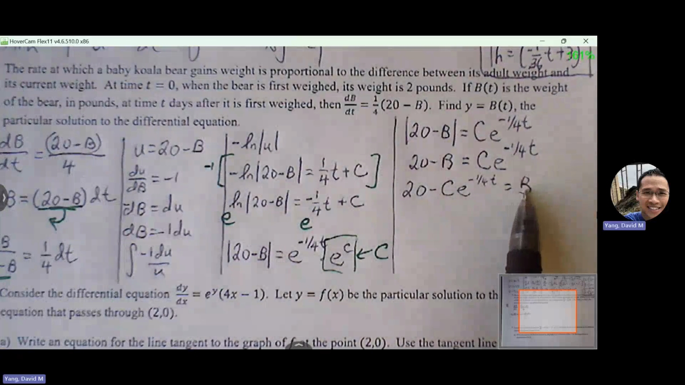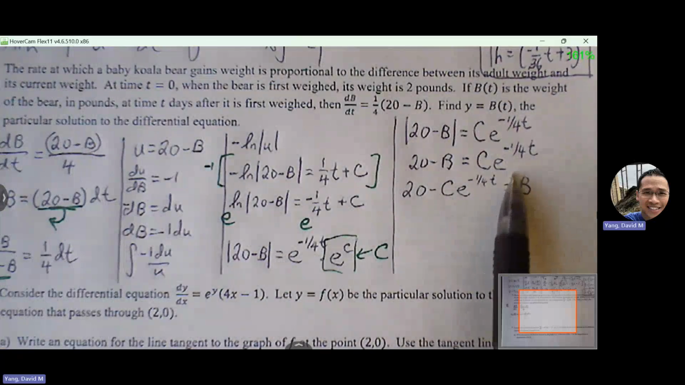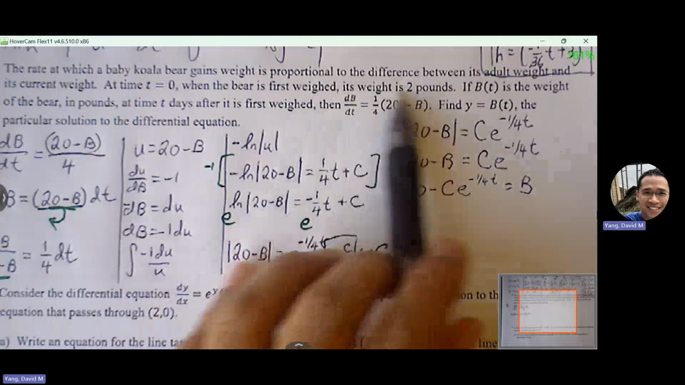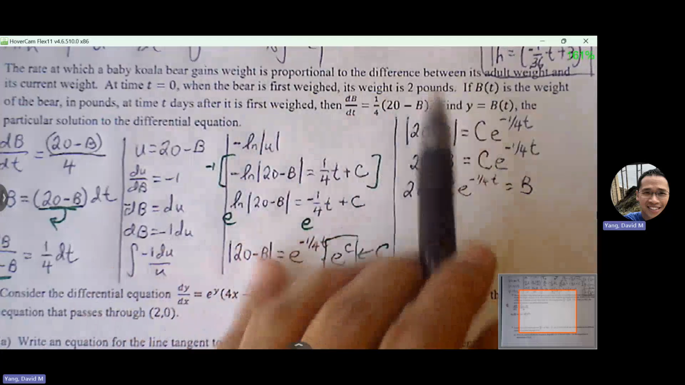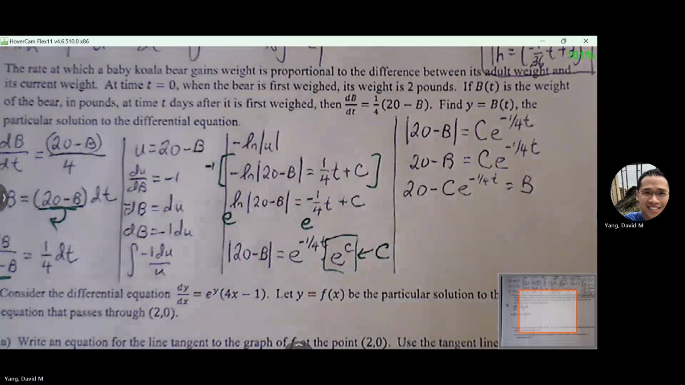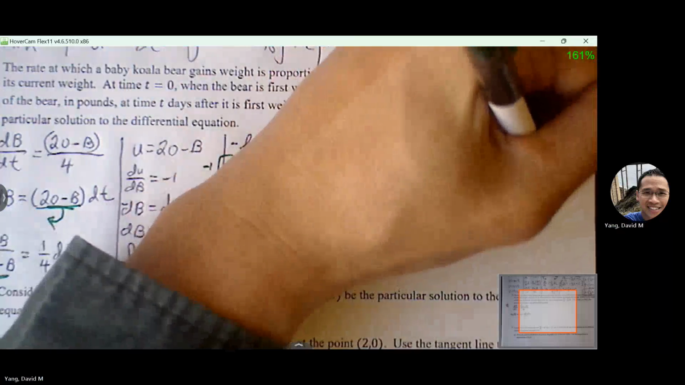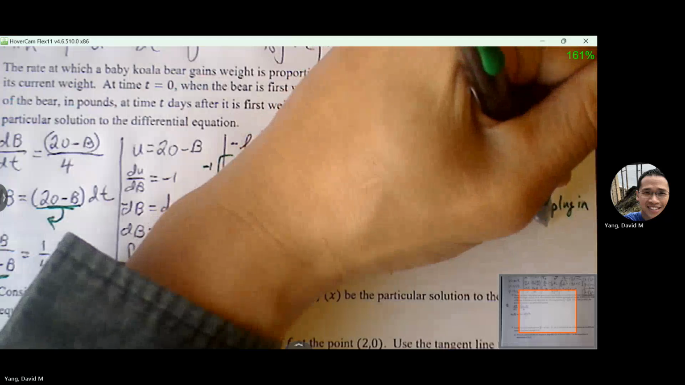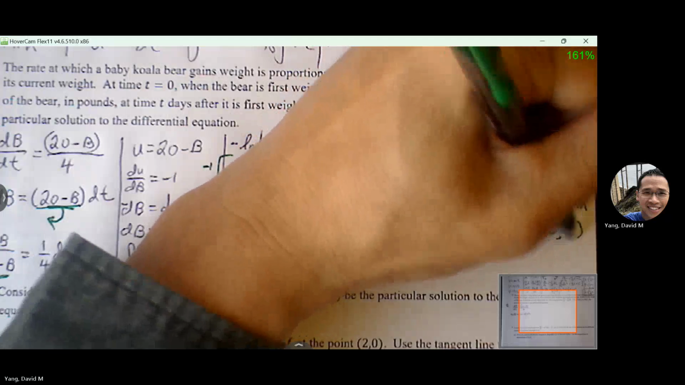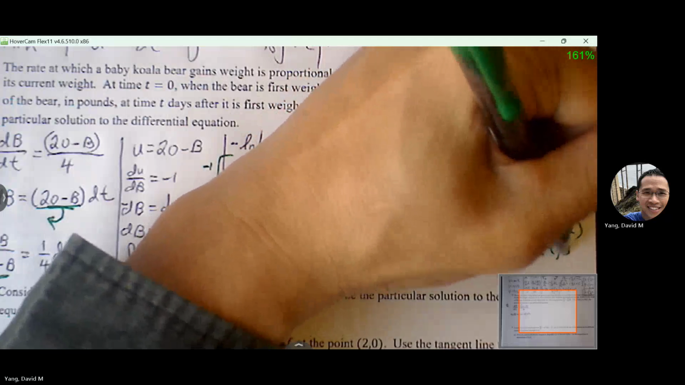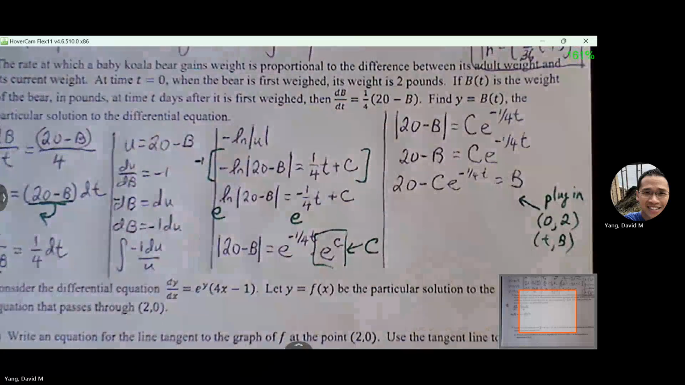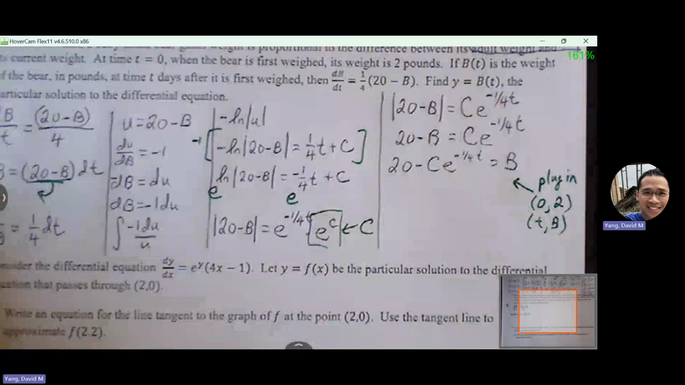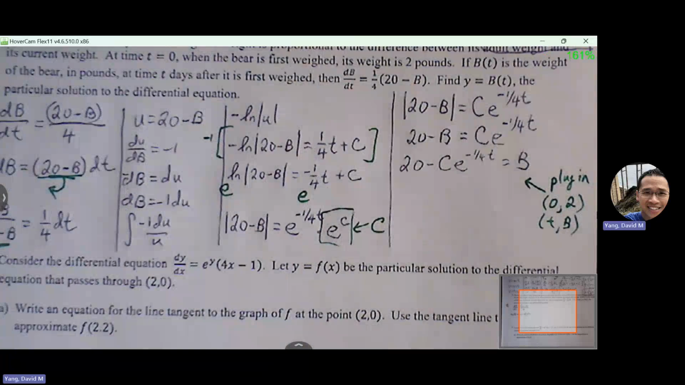All right, I have my dependent variable solved for, and now I'm going to do my final step here, plug in my ordered pair so I can solve for C. So at time t equals 0, the weight is 2, so we can use that to solve for C.